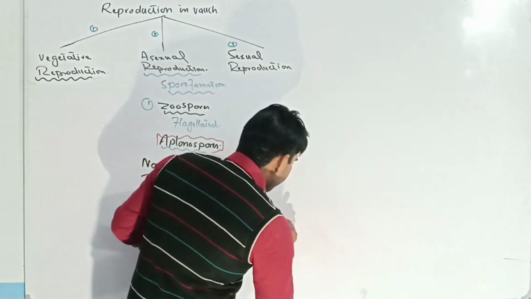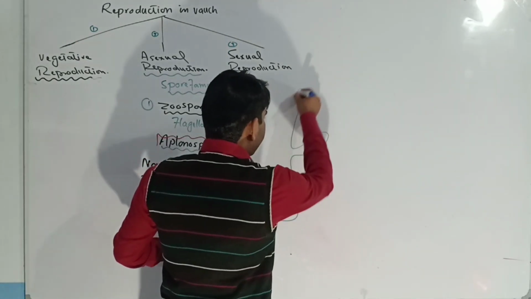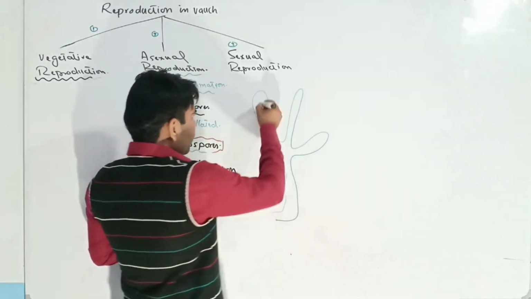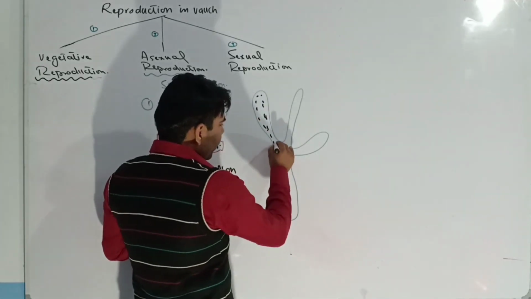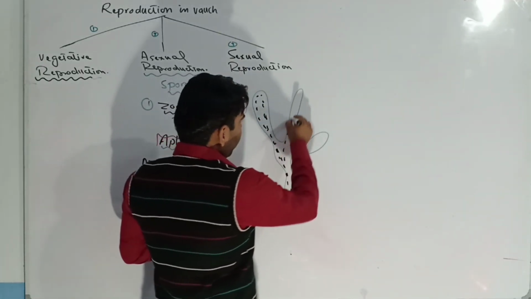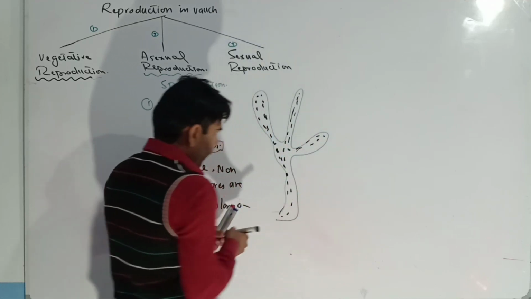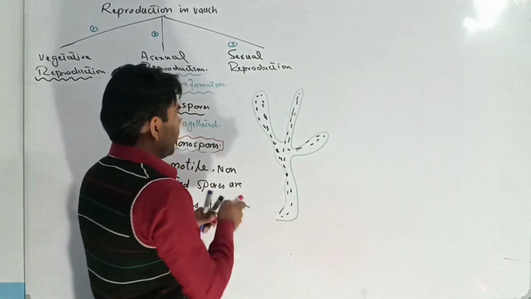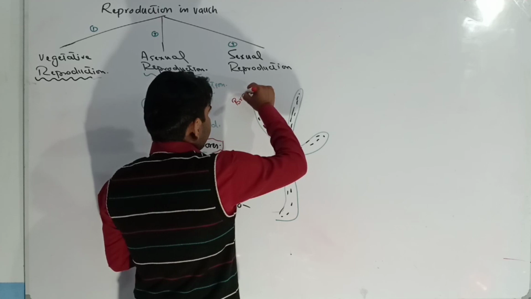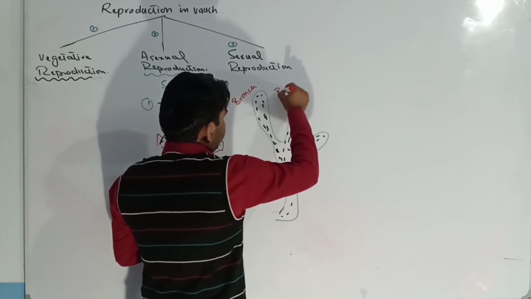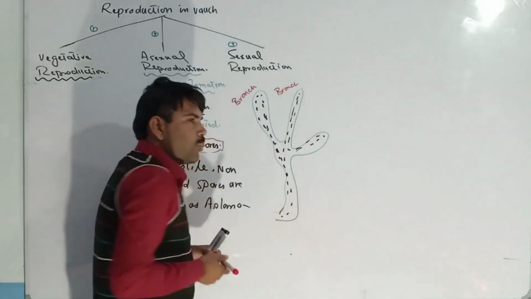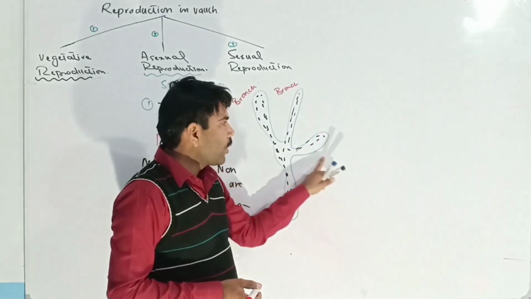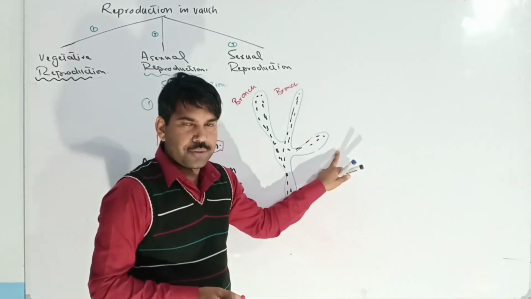For example, this is the filamentous plant body of a Vaucheria, and these are the branches of the plant body. This is a filament as a whole, but these are branches. We can write here, it is one branch, this is a second branch, it is also a branch, and this is also a branch. But these aplanospores are produced at the tip or apical portion of a branch.